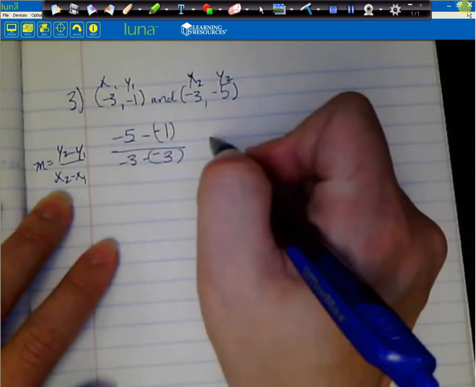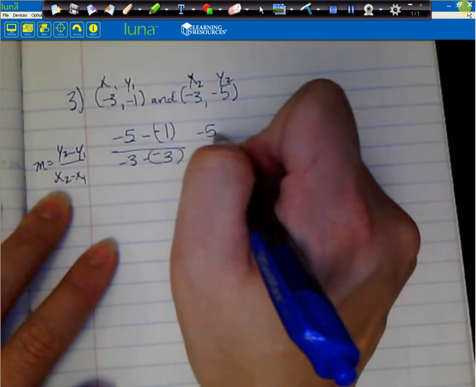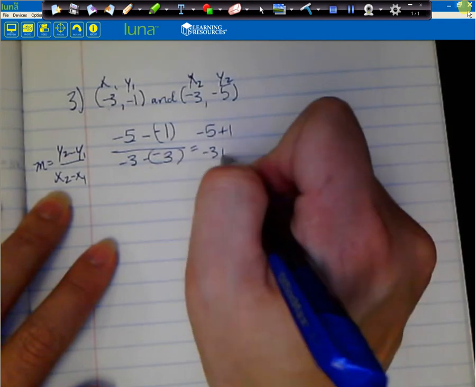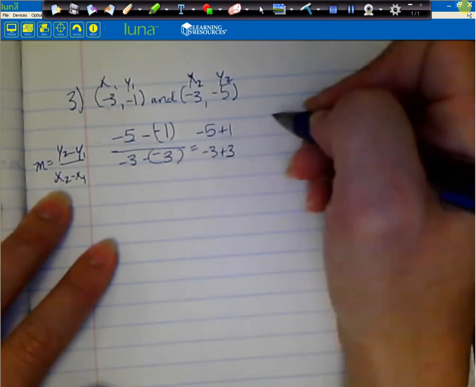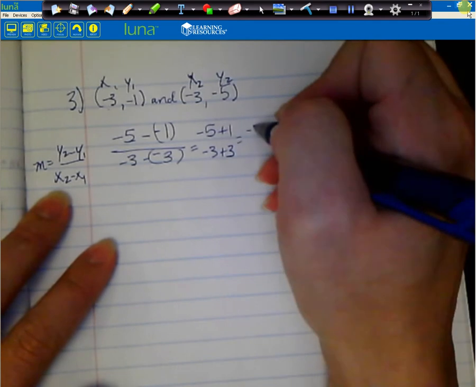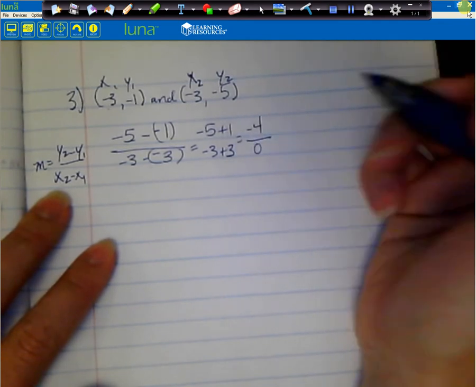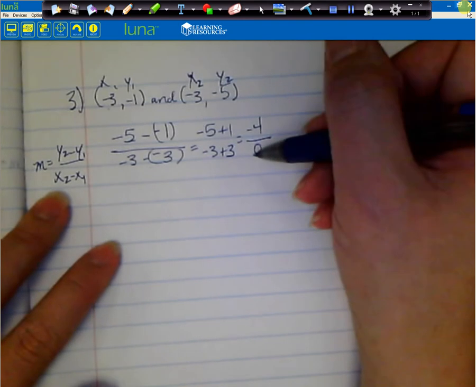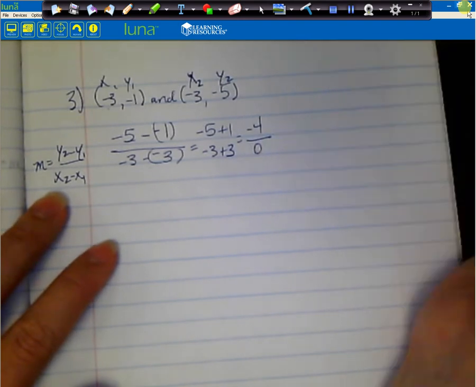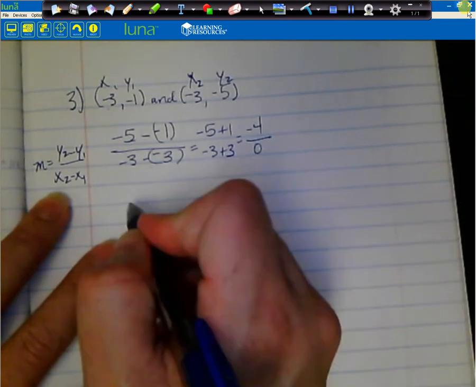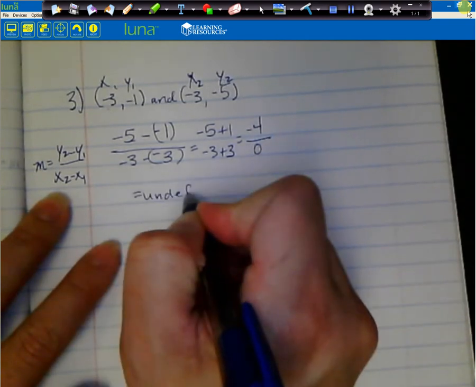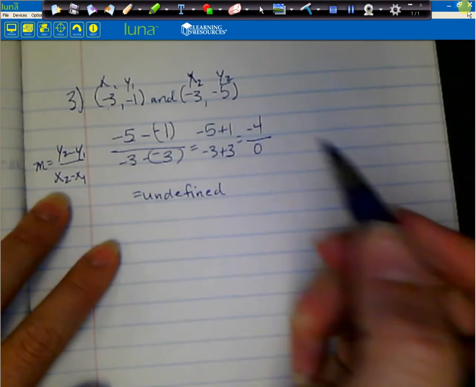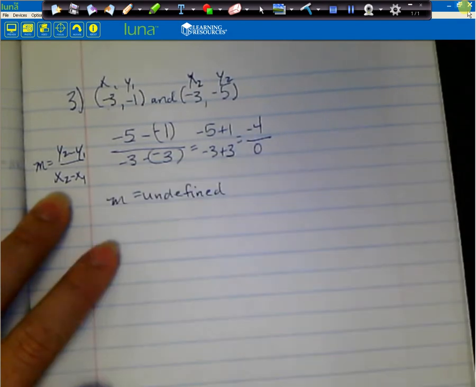Again, this is the same thing as having negative 5 plus 1 and negative 3 plus 3. Negative 5 plus 1 is going to give me negative 4. Negative 3 plus 3 is going to give me 0. The problem with this is that when I divide anything by the number 0, my calculator is going to tell me error or undefined. So here the answer is undefined. The slope of this line is undefined. Make sure that you have all of that down before you move on.